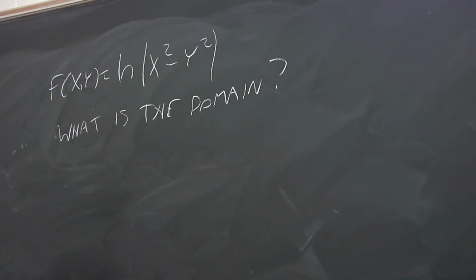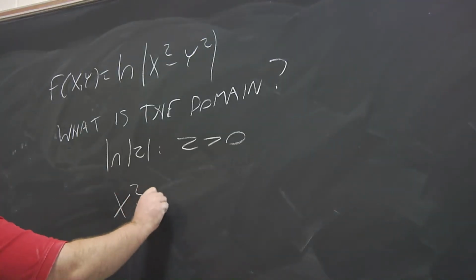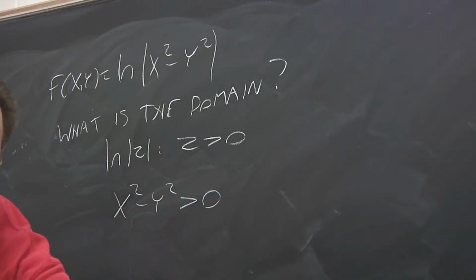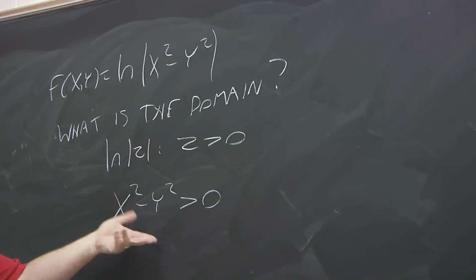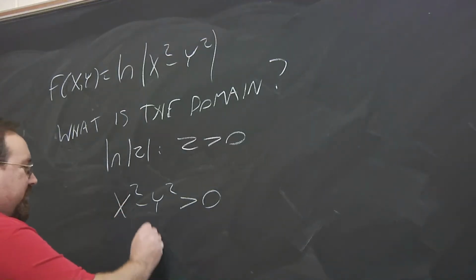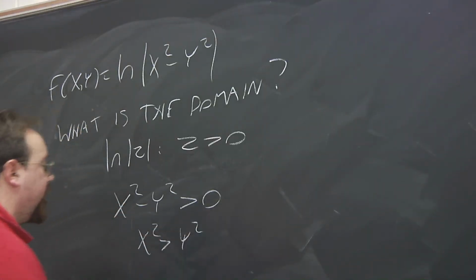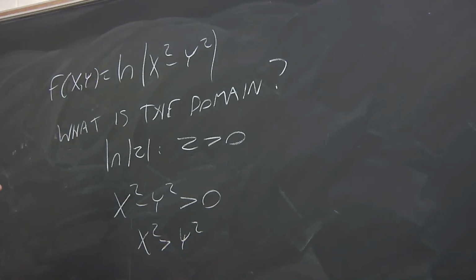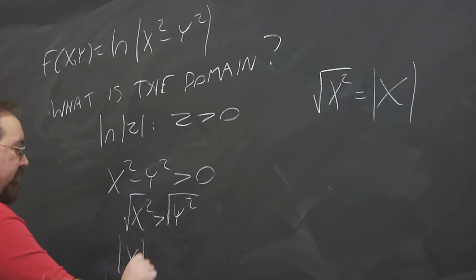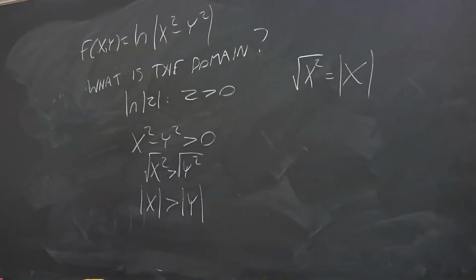Well, before we try to answer that, we have a log here. What's the domain of log? So whatever we put here has to be strictly positive. So x squared minus y squared must be positive. So what does that say about how x and y relate to one another? Right, we have this, but can we simplify this a little bit? So we have x squared greater than y squared, and then if we take the square root of both sides, the absolute value of x must be strictly greater than the absolute value of y.